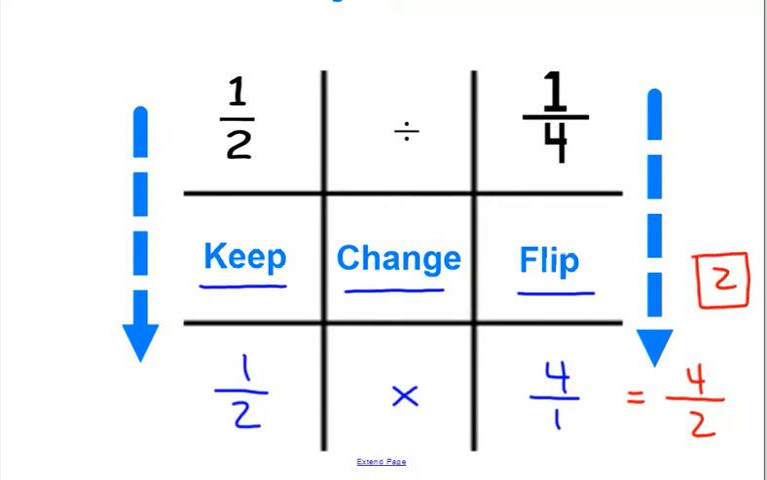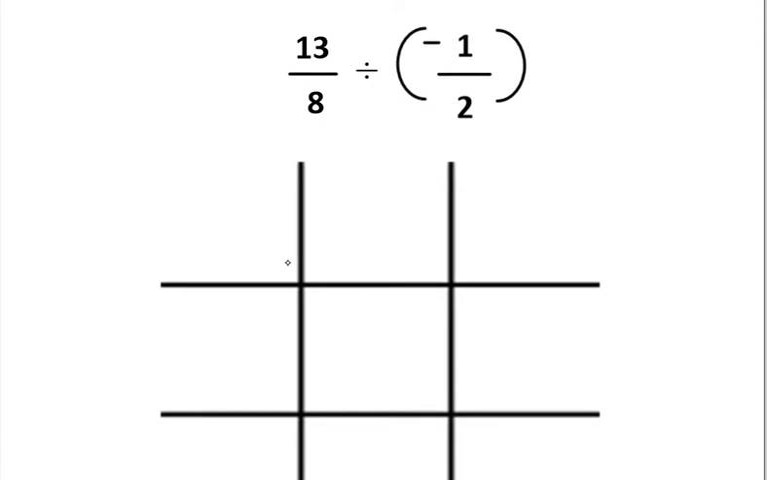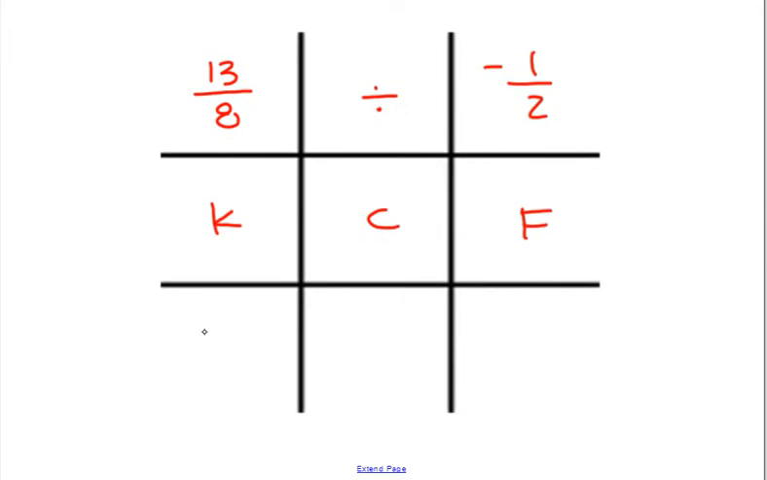And that's it. All right, so let's work on these, and remember, some of them are going to have negatives. So 13 over 8 is going to go in the first box, then divided by, and then I have negative 1/2 in the next one. Then I'm going to do KCF, keep, change, flip, and I'm going to work my way down now. So I'm going to keep 13 over 8. I'm going to change division to multiplication, and I'm going to flip negative 1/2 to negative 2 over 1.